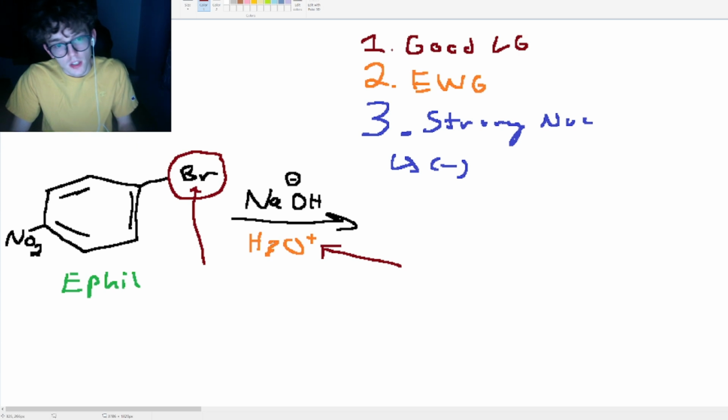So we're not going to see the acidic environment in the mechanism. Just know that it's important for this here. And that's in its own little separate step. So we'll go like that.